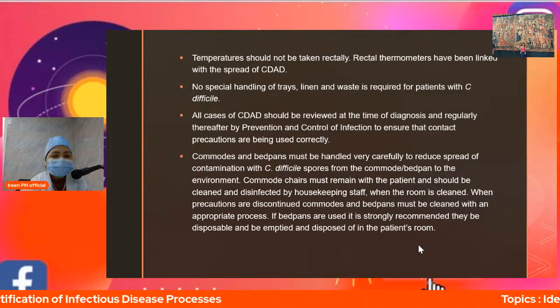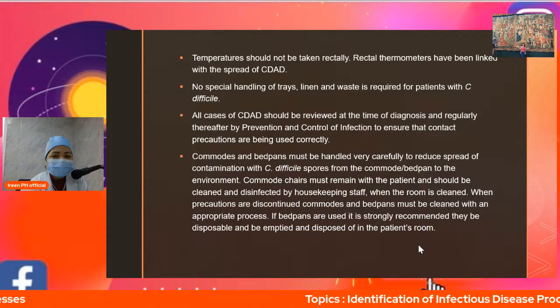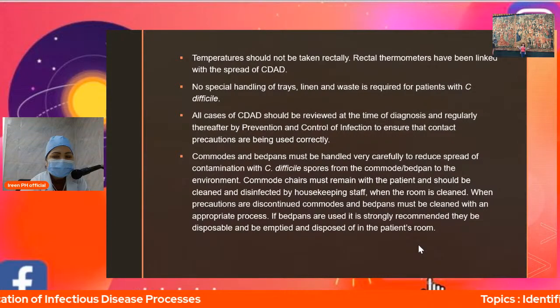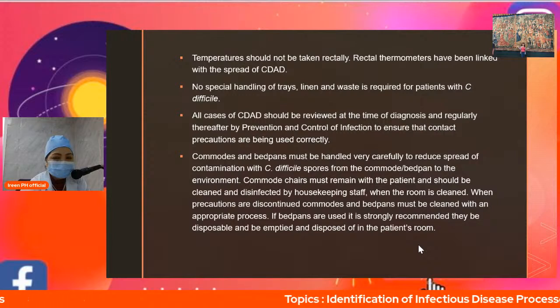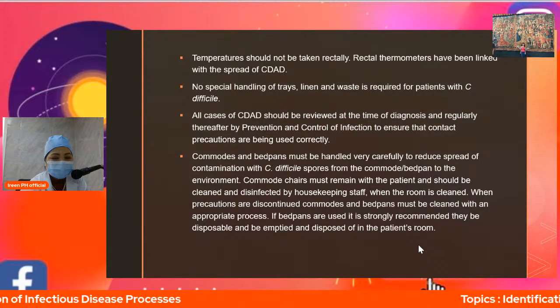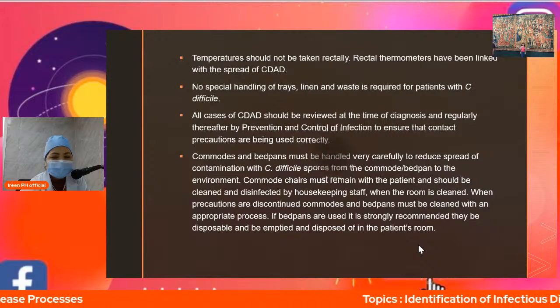Temperature should not be taken rectally. Rectal thermometers have been linked to the spread of CDAD. No special handling of trays, linens, and waste is required for these patients. Commodes and bed pans must be handled very carefully to reduce spread of contamination with C. difficile spores from the commode or bed pan to the environment.